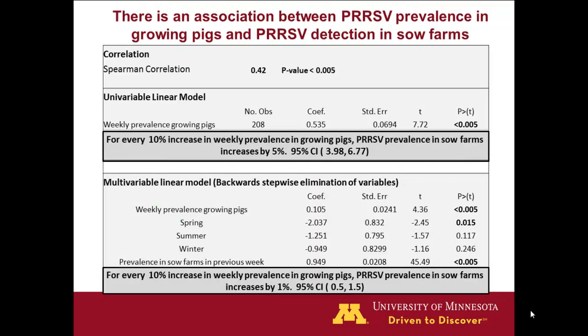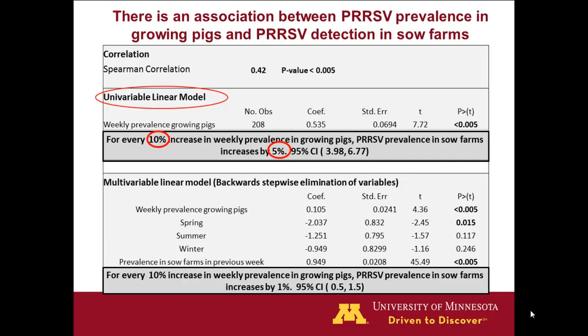So we went deeper into this analysis, and we found a significant association between the PRRS prevalence in growing pigs and the PRRS detection in sow farms. We found a moderate correlation, right, but significant. Also, when we ran regression analysis with a univariable linear model, that means just taking this variable into consideration, we came out with a significant association, and the outcome was that for every 10% increase in the weekly prevalence in growing pigs, PRRS prevalence in sow farms increases by 5%, with these confidence intervals. Of course, there are a lot of other factors that can explain this association.